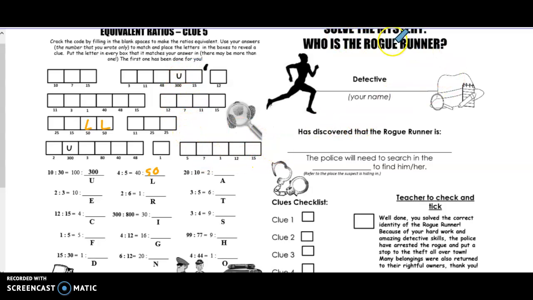So then solve the mystery. Who is the rogue runner? Write your name. Has discovered that the rogue runner is blank. The police will need to search in the blank for him or her. All right? So all you got to do is go through, find the clues, then go back here.